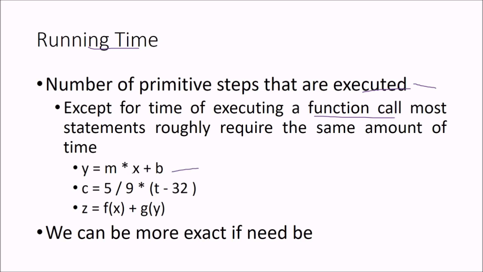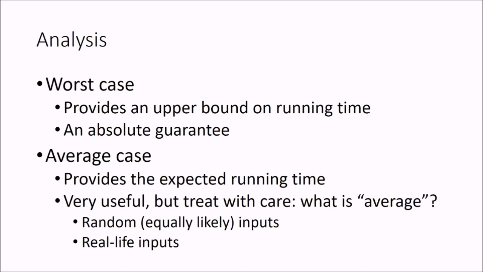So we will be specifically talking about function calls if we have any. This is a line y is equal to mx plus b. This is the equation of a straight line, and this is a conversion from Fahrenheit to Celsius and vice versa. And this is just an addition of two functions f(x) and g(y). So this is one line, and we say that the same amount of time it takes, and we will be more exact whenever it is required.